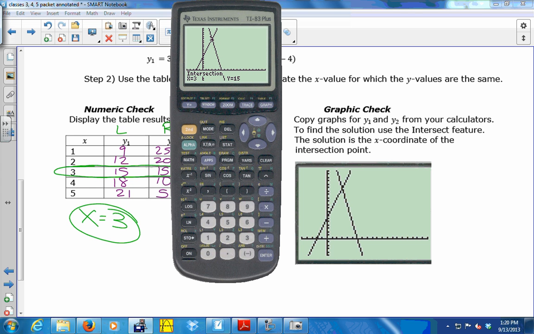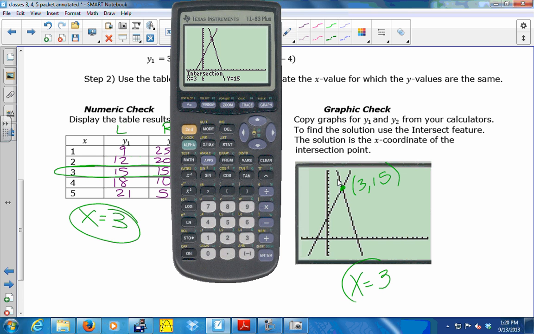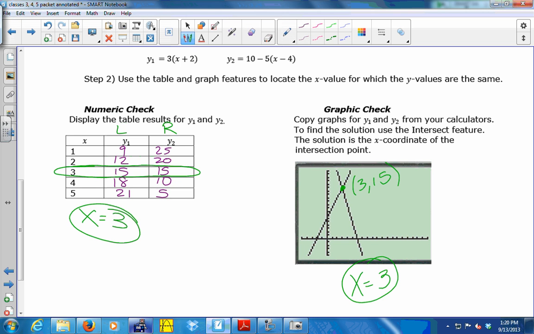It says it's at 3, 15 are the coordinates of the intersection. So this point here is 3, 15, and x equals 3 is the solution to the equation. And 15 is what you get when you plug 3 into both sides and you see that they're equal. They both equal 15.